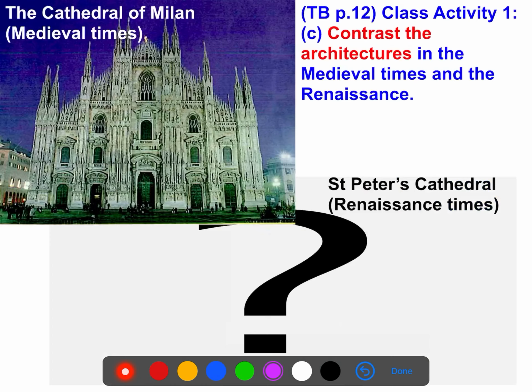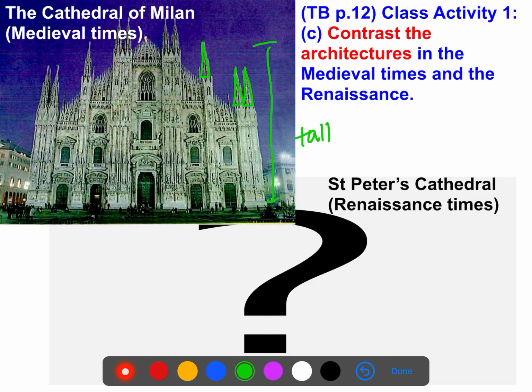Okay, so turn to your textbook page 12. So contrast the architectures in the medieval times and the Renaissance. So for medieval times, this is one of the famous buildings in the medieval times. They like to make the building very tall and they like to use a lot of triangles, okay, triangle.